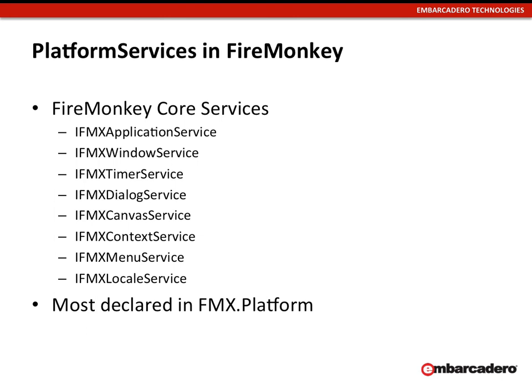So there's a number of core services that are available for us straight away. Application services, the Windows service, the timer service, the dialog service, canvas service, the context service, the menu service, and the locale service. Now, most of these are declared in the fmx.platform unit, so if you ever want to find them, just open up that unit of code, and you can explore in there and see what interfaces are defined, and it will tell you the contracts that they hold, and then you'll be able to go ahead and, using what we've just learned here, code to them at runtime.